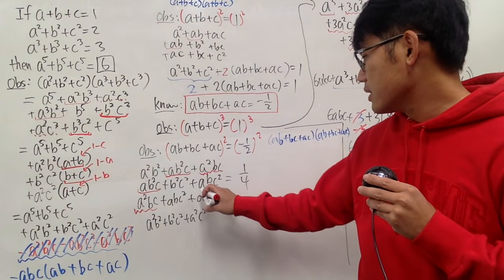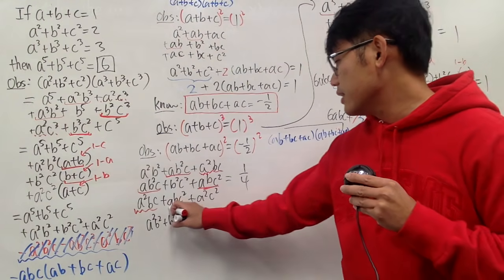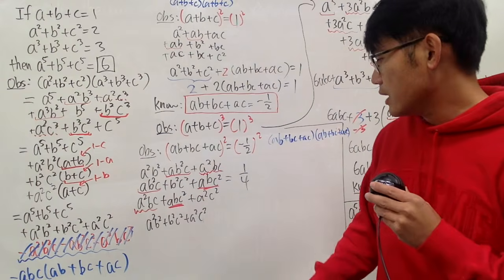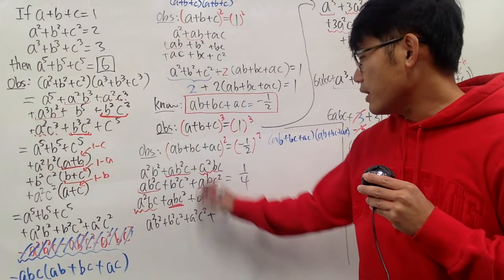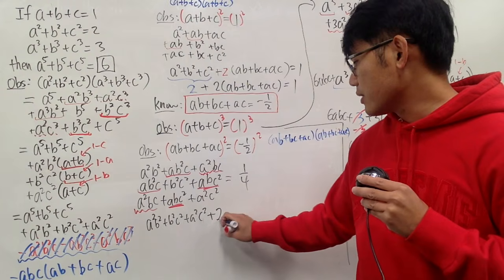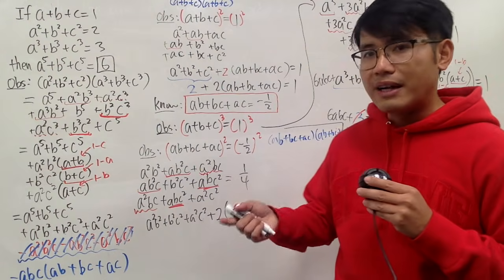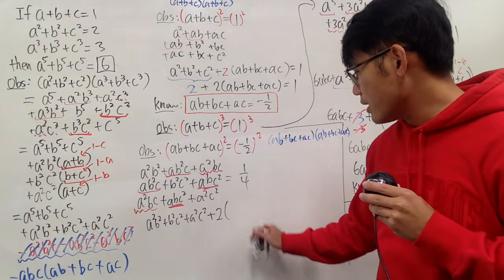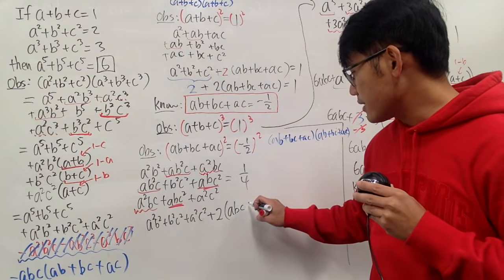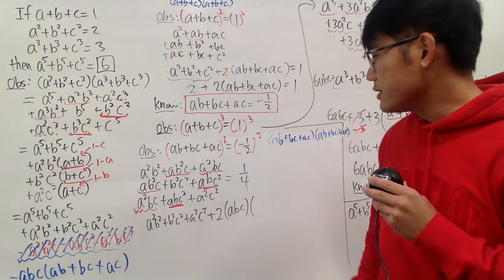And this guy and this guy, we can also combine like terms. But the deal is that everybody has the 2, so I'll factor out the 2 right here, right? 2 of them. And you see that everybody has a factor ABC. So in fact, we can just factor out the ABC first, like this. And I'll put on another parentheses.